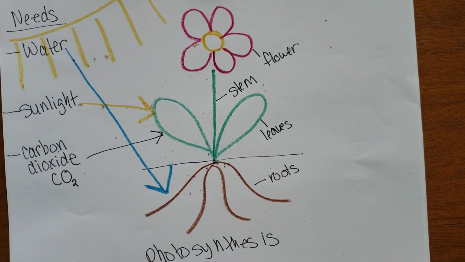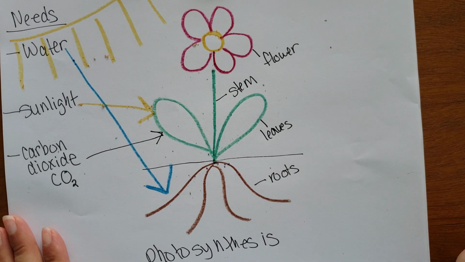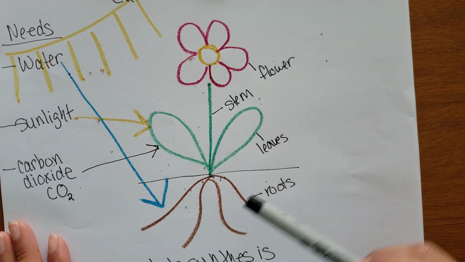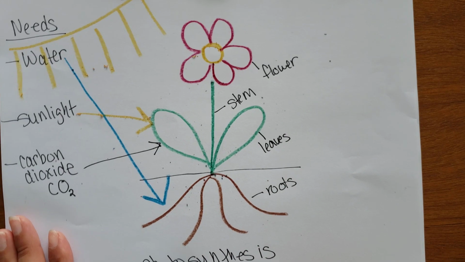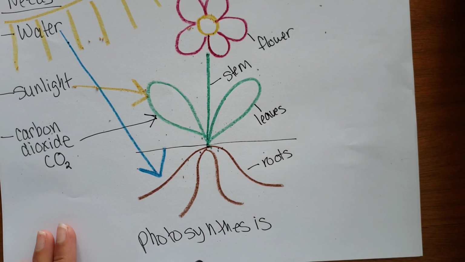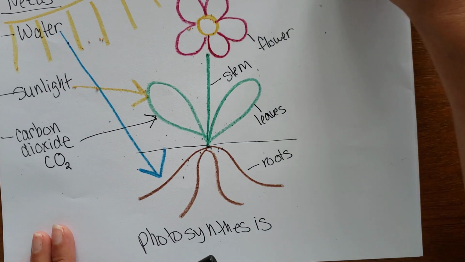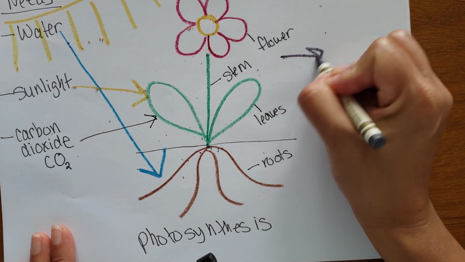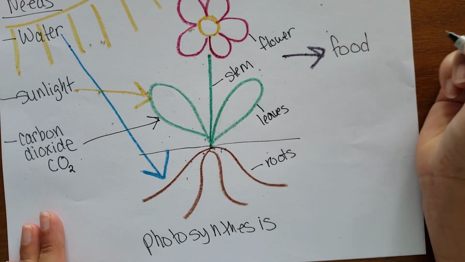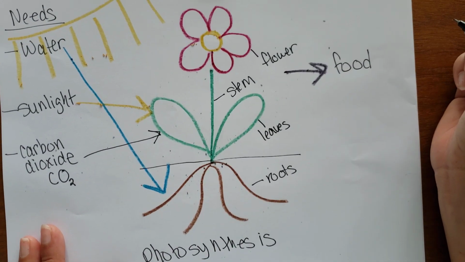certain materials are released by the plant or produced by the plant. So what does the plant make in the process called photosynthesis? There we go. Plant makes a couple of things. First of all, you notice that plants are important for us because they provide us with food. Like our fruits and vegetables, that came from plants.